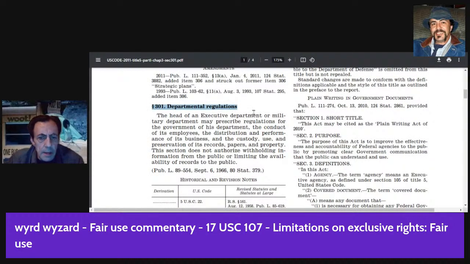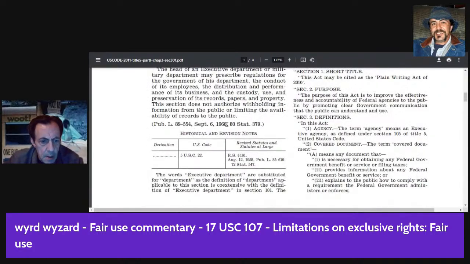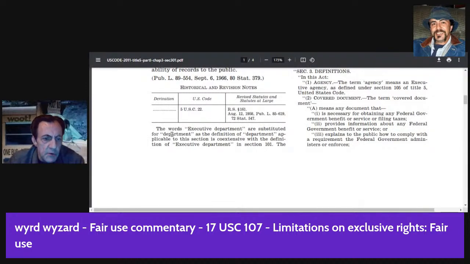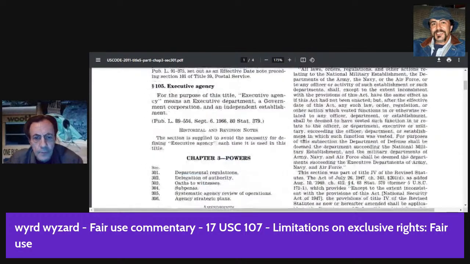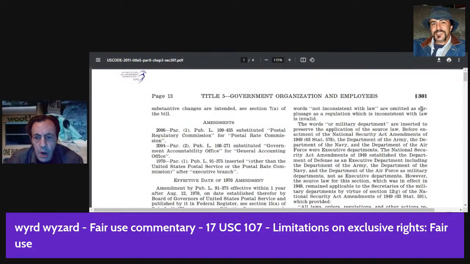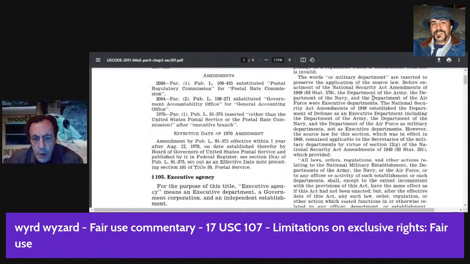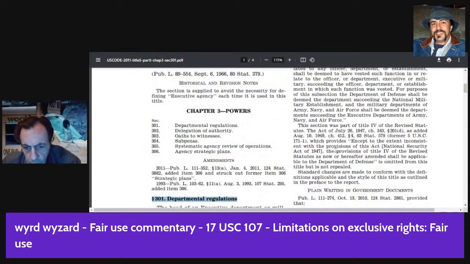Under 301 departmental regulations, you'll see it's got a bit more than just this top part. When we go down here, it says the words executive department are substituted for department, as the definition of department applicable to this section is coextensive with the definition of executive department in section 101. The words not inconsistent with law are omitted. The words or military department, and so on. National Security Act of 1947, the provisions of Title IV of the revised statutes as now or hereafter amended shall be applicable to the Department of Defense, is omitted from this title, but is not repealed, telling us that this is applicable to the Department of Defense.